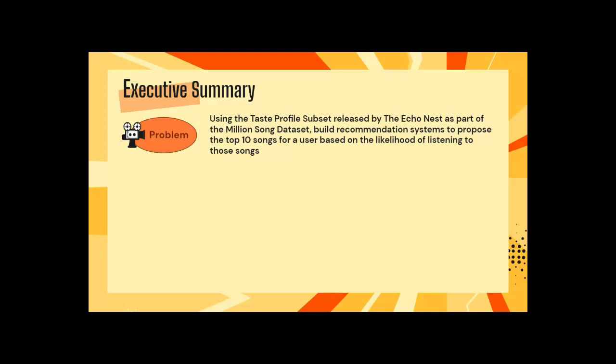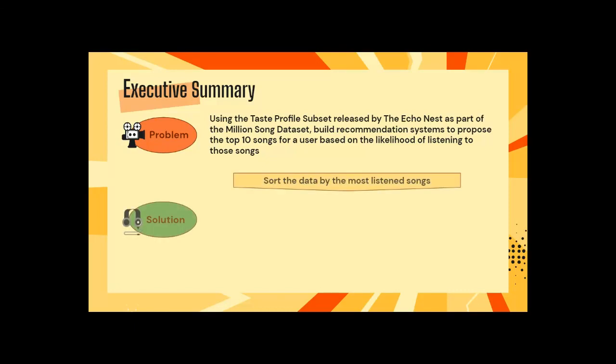So the problem for this project is to build a recommender system by using the Taste Profile Subset released by the Echo Nest and to recommend the top 10 songs for a user, which the user is likely to choose to listen to. And my final solution I'd like to suggest for this problem is to sort the data by the most listened songs, let's say 1,000 songs or 5,000 songs, to make the data dense.